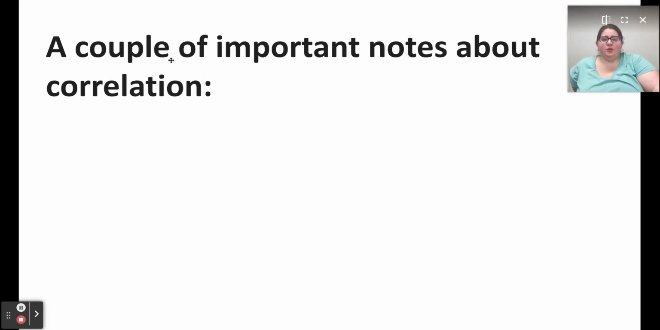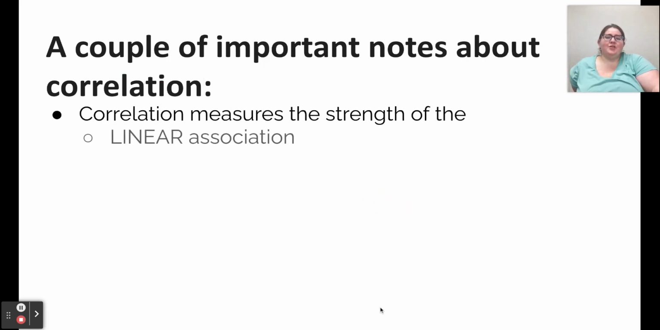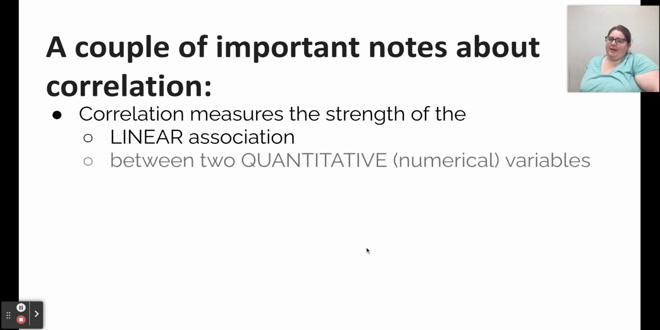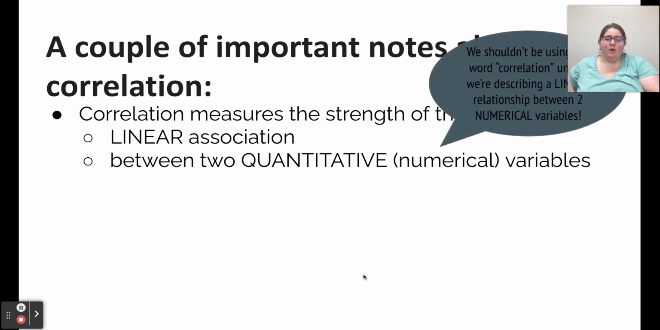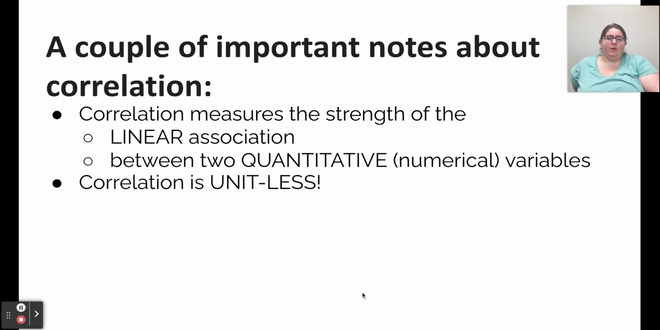A couple other things to note. It's measuring the strength of a linear association between two numerical variables. So the word correlation should only be used for talking about two numerical variables, and specifically it's measuring how strong the linear association is. So when we look at data, we need to be careful of that. I'll show you an example in a minute.